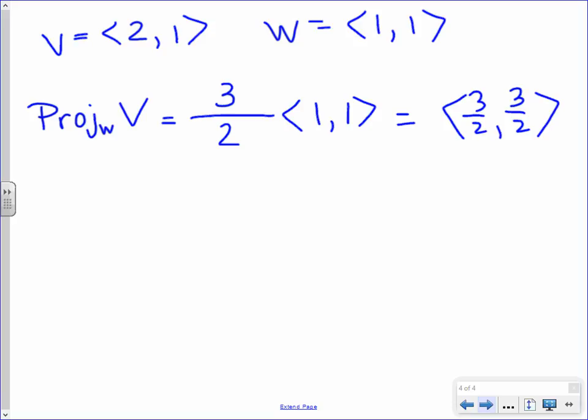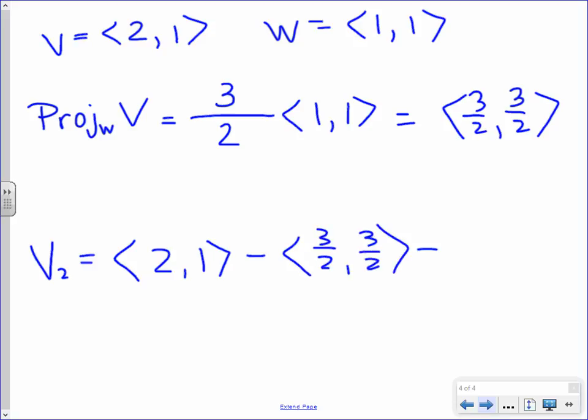And to deconstruct it. So then if we want the vector orthogonal to both that and W, we would take 2, 1 and subtract 3/2, 3/2, and that would be 1/2, -1/2. There will be a question like this. Okay.